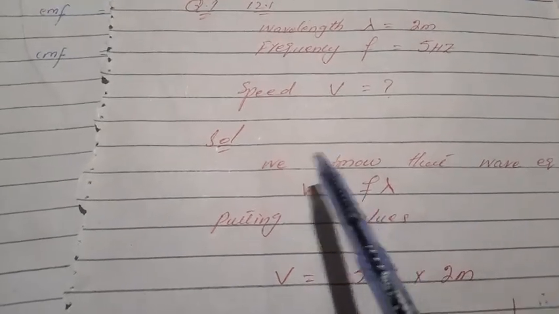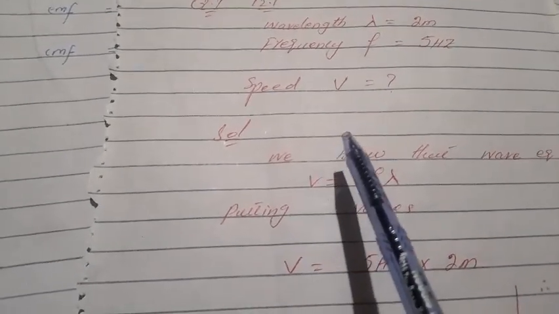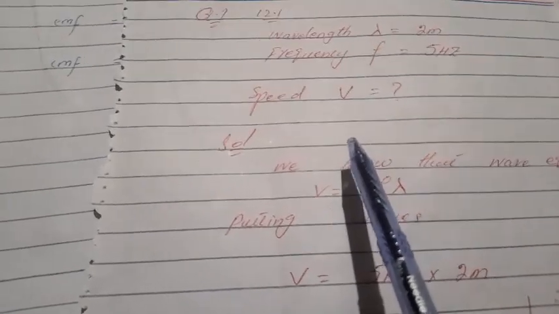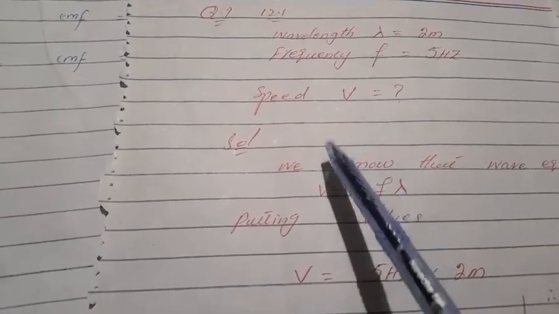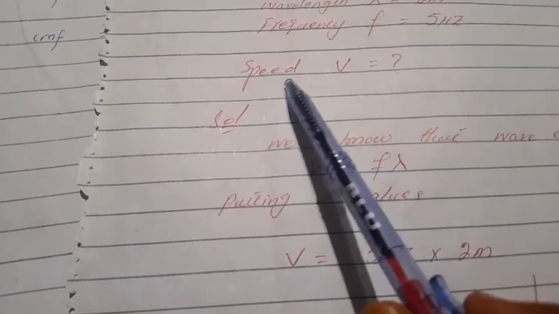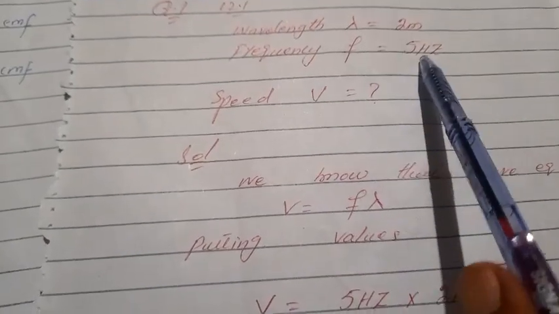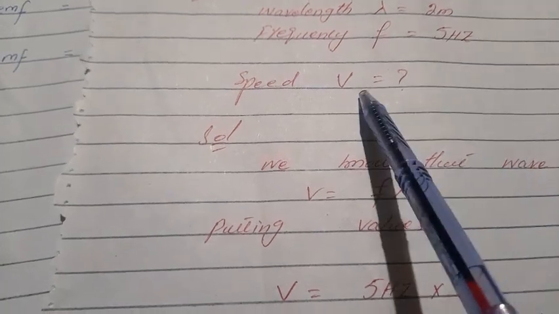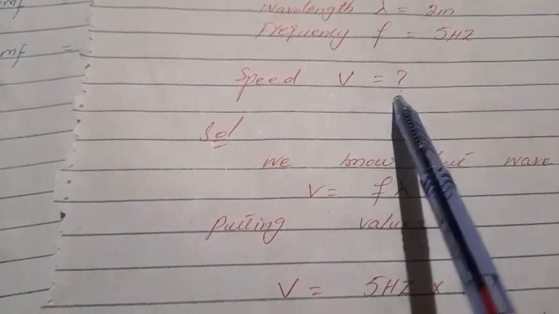Hello everyone. Today we will learn the class 10th exercise numericals, chapter number 12, new course PTB. Question number 1: find the speed of a wave which has a wavelength of 2 meters and a frequency of 5 hertz. We need to find the speed of the wave.